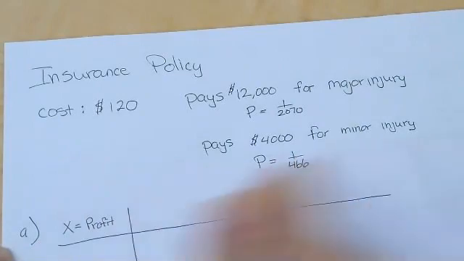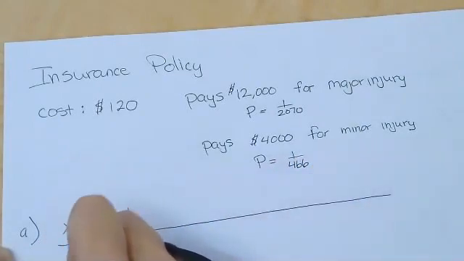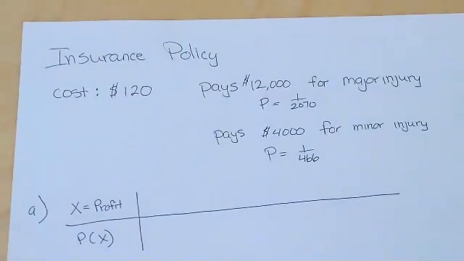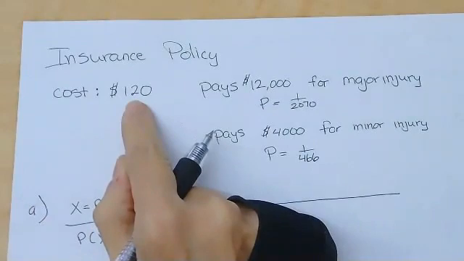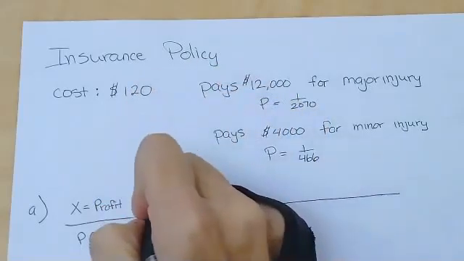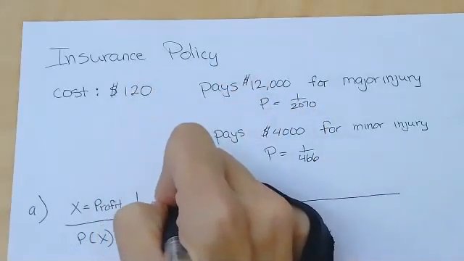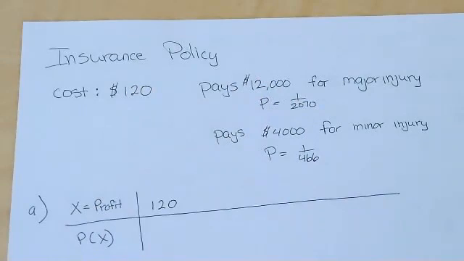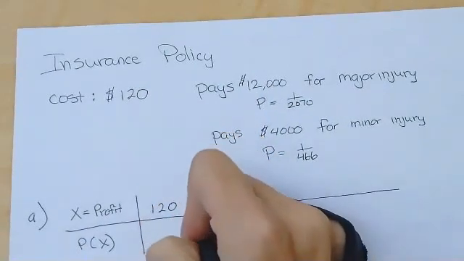And then we'll write the probability of X down here. So profit: the company sells a policy for $120. If that person doesn't have any injuries, the policy is the profit. So in other words, the company just made $120 if the person who buys the insurance policy does not get injured. Okay.